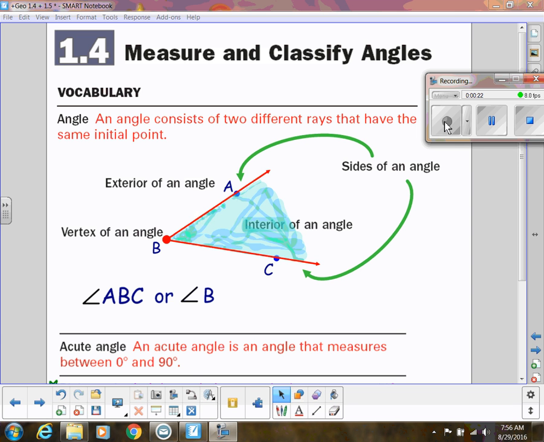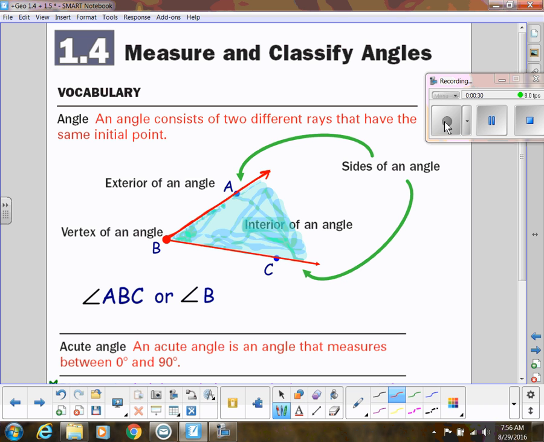So of course, when we say an angle, it consists of two different rays. So you see these red rays coming from point B, and they have to have the same initial point. So it's considered an angle because they have the same initial point B, two different rays with the same endpoint. And then we call B the vertex of an angle. And then BC and BA are what we call the sides of an angle. And then we have the interior of the angle, that's all of the space inside of that angle, and then the exterior is, of course, what's outside of the angle.